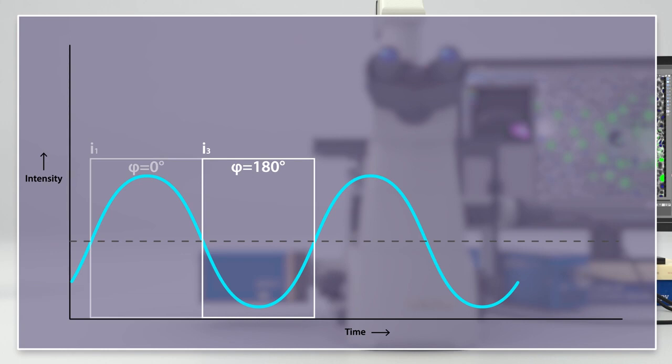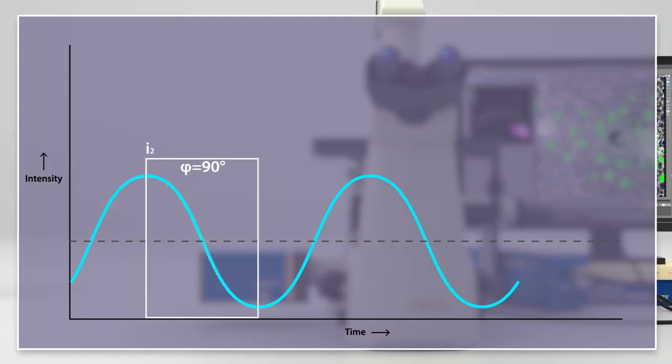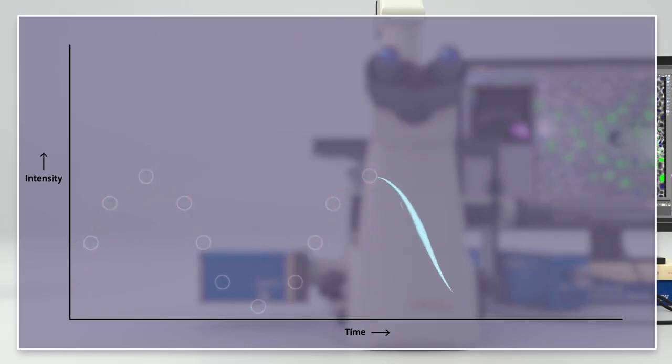If then the onset of the camera integration is shifted by 90 degrees and the detection is repeated, the first integrated image I2 will correspond to a phase angle of 90 degrees, while the fourth image I4 represents a phase angle of 270 degrees. By repeating these integrations during a given exposure time, a sufficient amount of light can be captured to obtain a better signal.